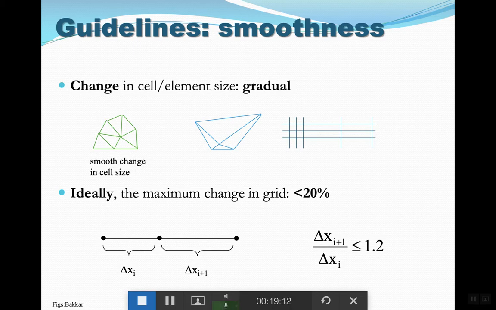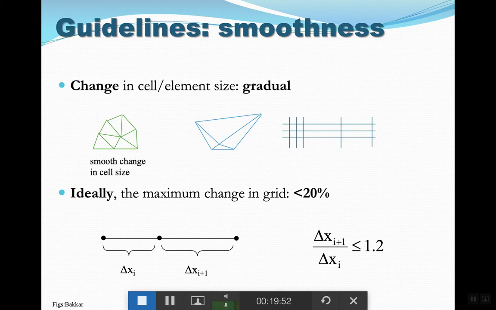So that's the smoothness. The general rule of thumb is that if a neighboring cell is supposed to be larger than the other cell, it shouldn't be more than 20% larger. So delta x_i+1 divided by delta x_i should not be more than 1.2. Is this a rule written in stone? No. You would come across many examples where this 20% has been increased to 80% or 100%. But the point is, whatever rule we put in here, the smoothness or the other rules, has to be applied to the majority of the cells.